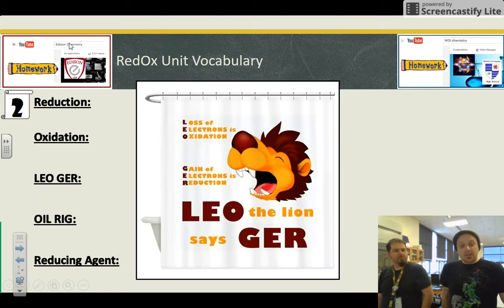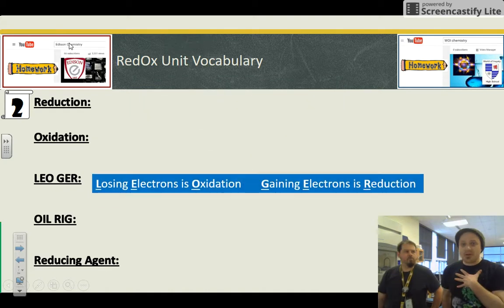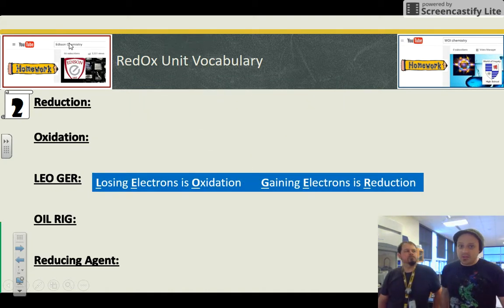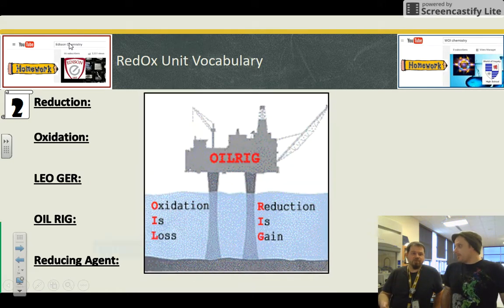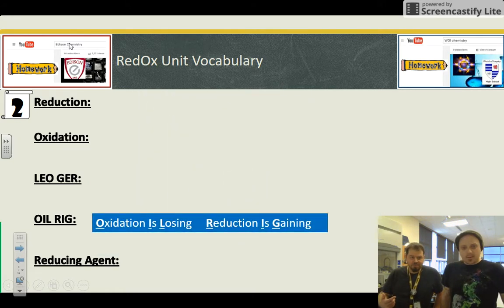Ooh, your favorite. Leo the Lion says, Ger. It's not my favorite, but I like it because it is a mnemonic device that includes the word electrons to help you understand what electrons and oxidation are. So losing electrons is oxidation, and gaining electrons is reduction. I personally use the next mnemonic device, and you will see it literally written on the top of my pages because I can't get it right without doing that. I highly recommend you write down OIL RIG, because it reminds you oxidation is losing, reduction is gaining. And of course, we are talking about nothing but electrons this whole unit. So there you go. That's what you're losing.